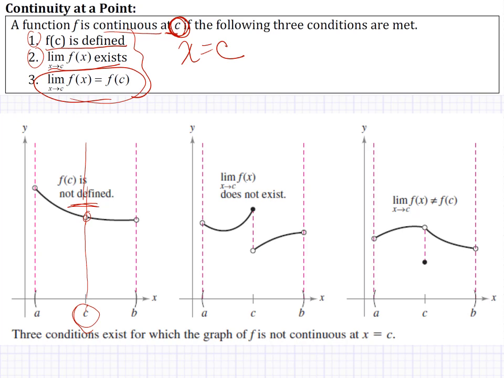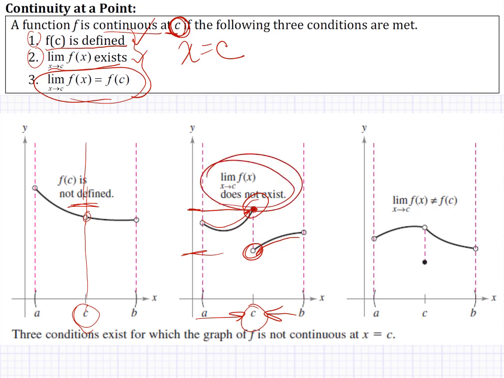Looking at the next example, c is a discontinuity, but not because the function is not defined. When I plug c into the function, I get a y value roughly right about here. So f of c is defined. I have the first one taken care of. The problem is the limit doesn't exist. If I look at approaching c from the left and from the right, the limit from the right would be whatever this y value is. The limit from the left would be whatever this y value is. Those are not the same y value, and therefore the limit does not exist. So while the function is defined, the limit didn't exist. So that one was discontinuous at c.